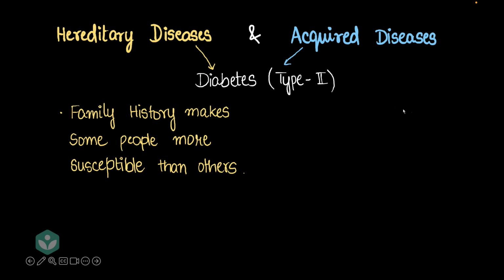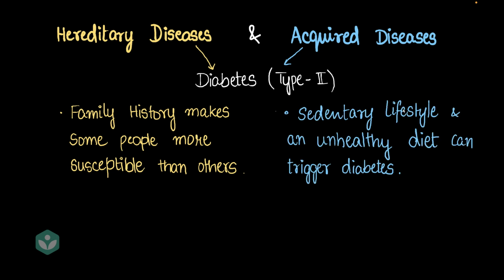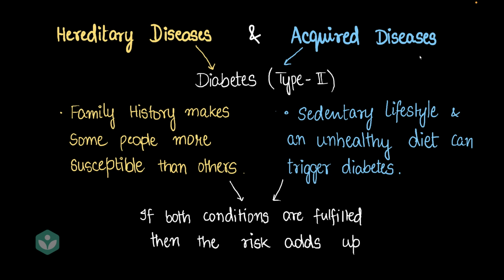But on the other hand, I'm sure you've also heard that a sedentary lifestyle and an unhealthy diet can also trigger diabetes. And this kind of points to diabetes being an acquired disease, right? Now, which is it? Is diabetes a hereditary disease or is it an acquired disease? Well, it's a mix of both. Both these factors play a role. If both conditions are fulfilled, then the risk adds up. Let's explore this with an example.